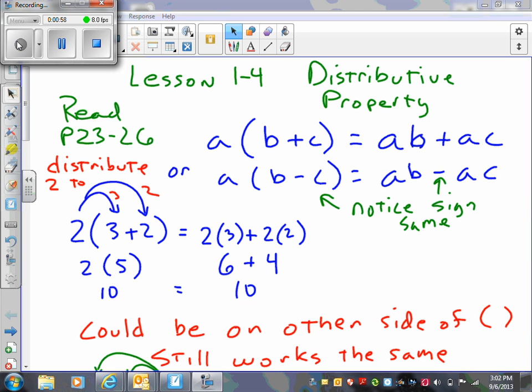I did an example. I've got 2 times the quantity 3 plus 2. You know, if we did order of operations, 3 plus 2 would be 5, and then 2 times 5 would be 10. But using distributive property, we go 2 times 3 plus 2 times 2. We get 6 plus 4. We still get 10.